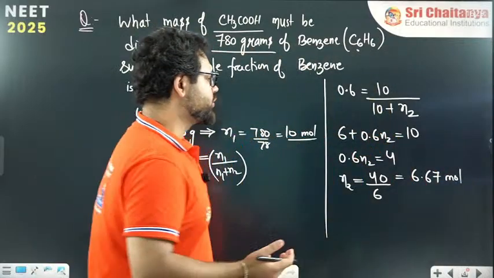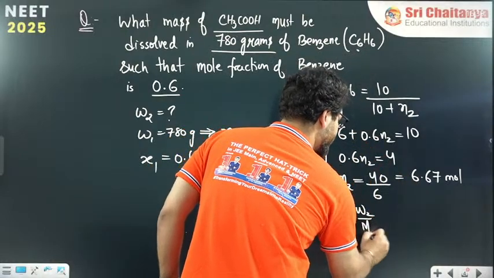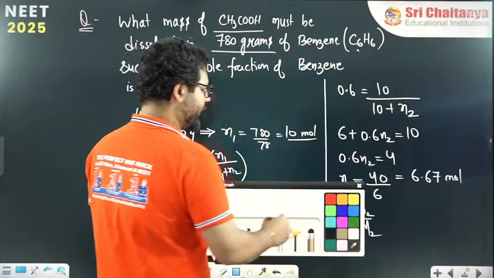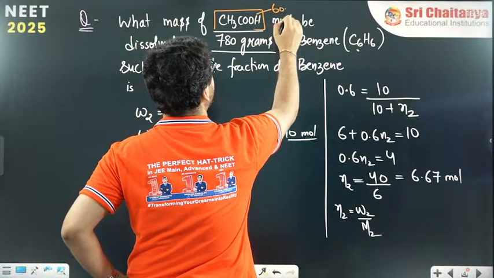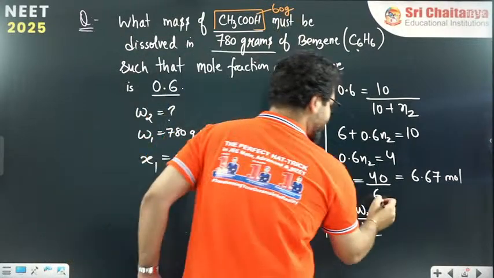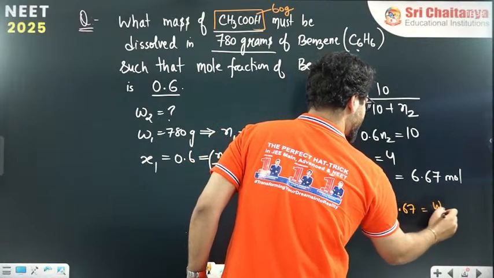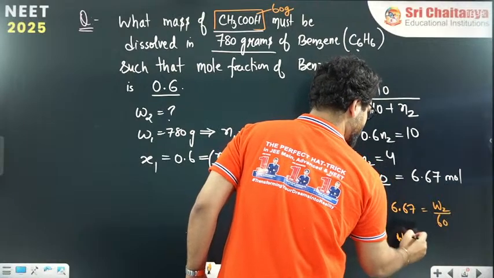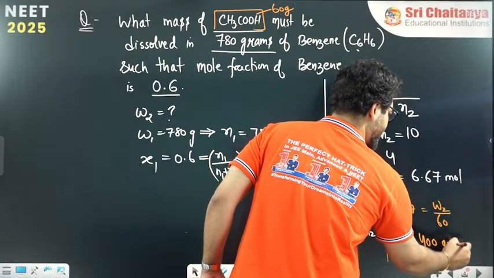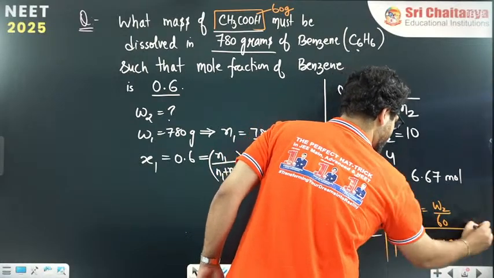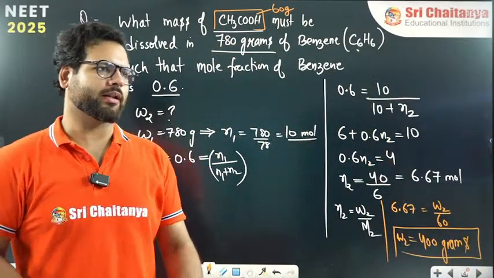6.67 moles. So I have got N2. We know N2 equals W2 by M2, moles of solute equal to weight of solute by molar mass, and the molar mass of acetic acid is 60 gram. So I can say 6.67 equals W2 by 60. So W2 comes out to be 60 times 6.6, which is 400 grams. Good, that is the answer. 400 gram is the correct answer.